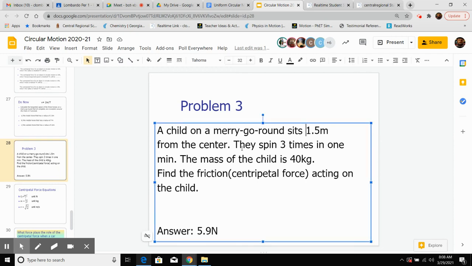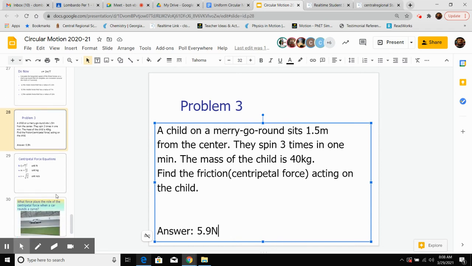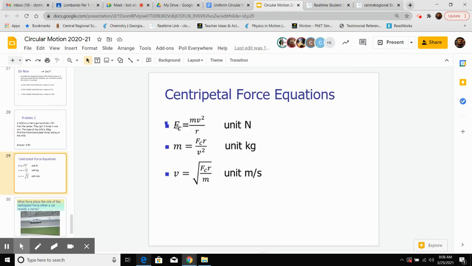So you have a radius here. You spin 3 times in 1 minute, so that is in RPMs. Divide that out by 60 to get your period. 2 pi times r divided by the period will give you the velocity. You have mass, so mv squared divided by r gives you your answer here. We're not going to go into other pieces of that. So the centripetal force equation is mv squared over r, or m a sub c. You can rearrange it to find these quantities.